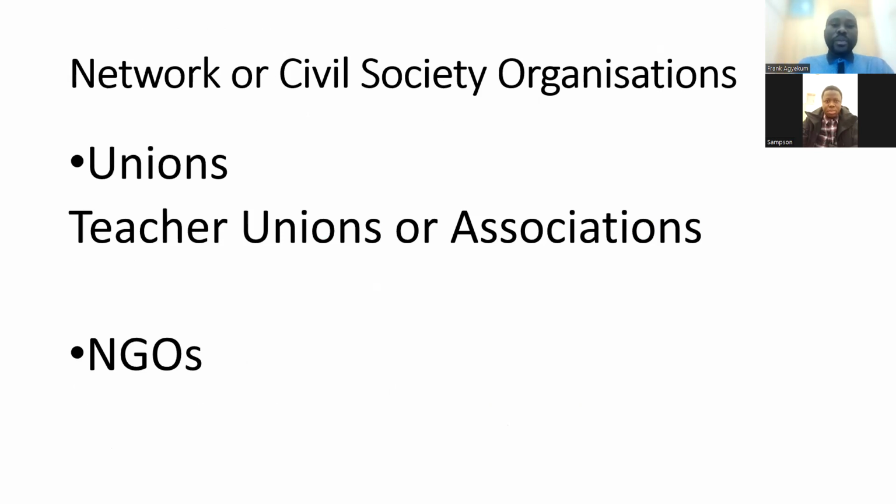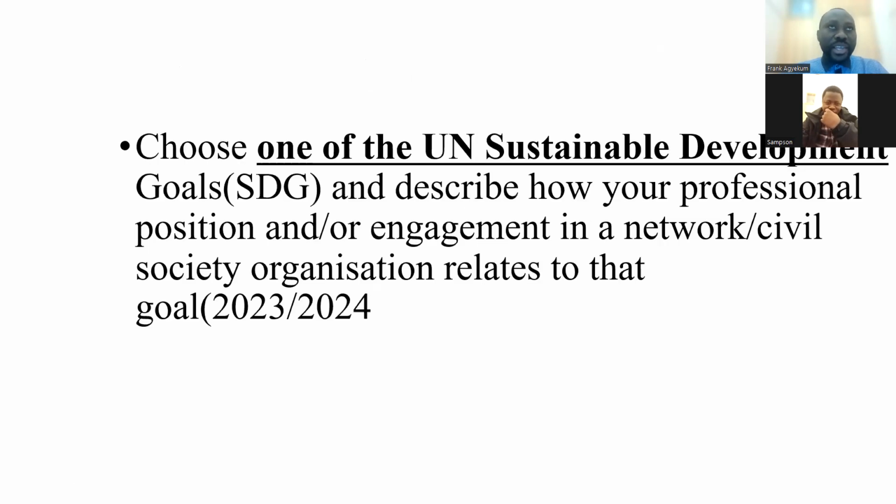Now, one thing you must also know about is the network or civil society organization. So network or civil society organization can either be a union, so it could be one of the unions or associations you belong to. So for example, if you're a teacher, probably you have a teacher union. If you're a nurse, probably you have a nursing union within your workplace.